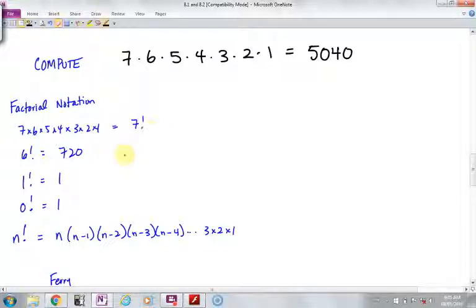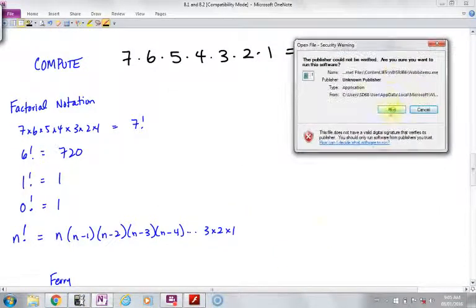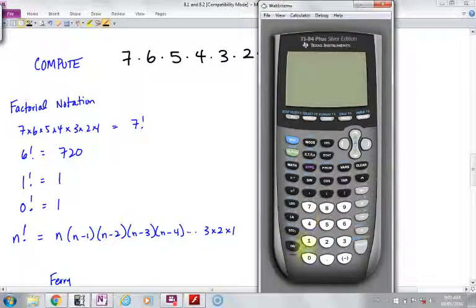Find the exclamation mark on your calculator and do 7 times. Now, here's the interesting thing. If you're not using a graphing calculator, the exclamation point is usually fairly easy to find. The graphing calculator also has the exclamation point, but it is not as easy to find. It is buried in one of the menus. So let me show you where that is.